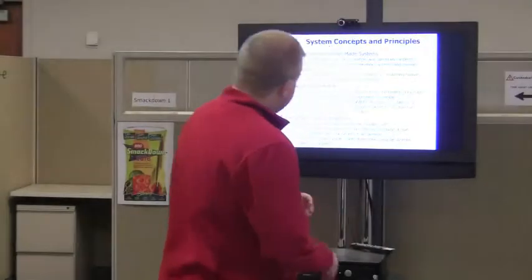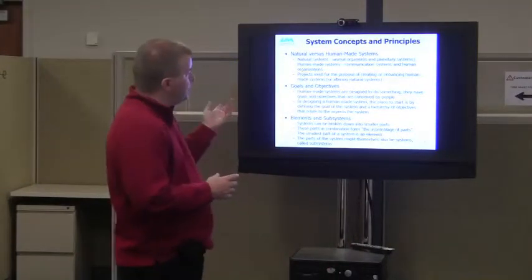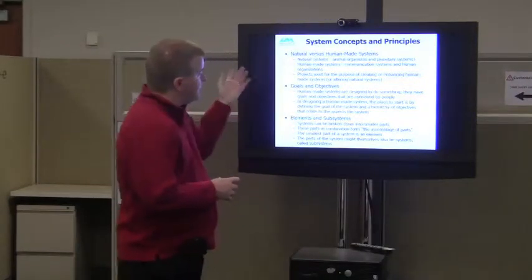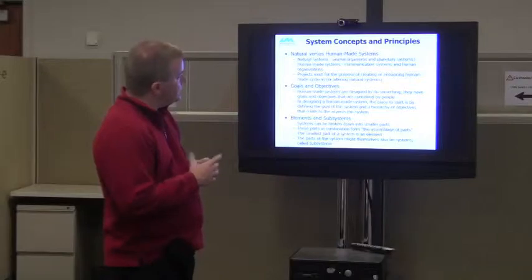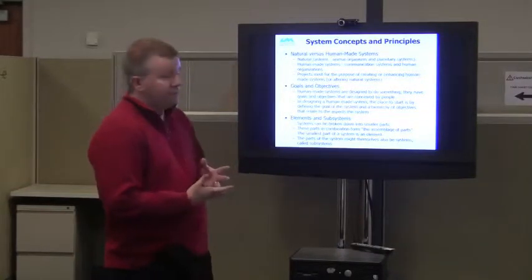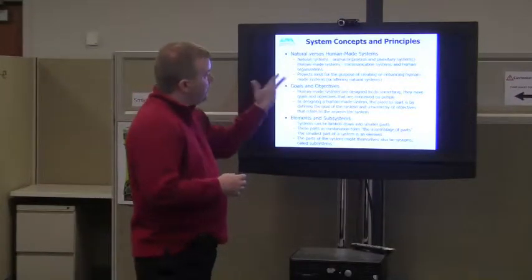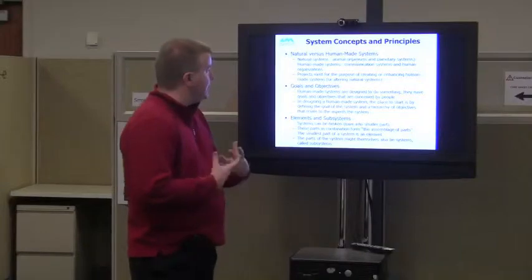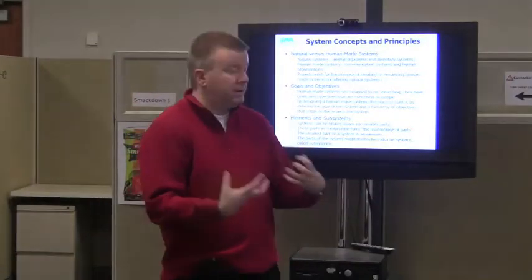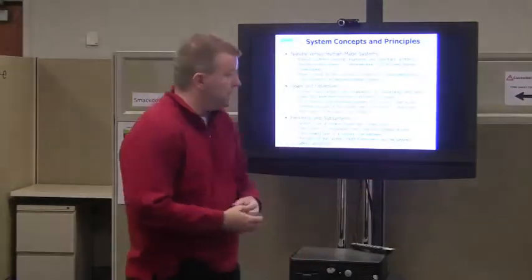So there are system concepts and principles as well. There's the nature versus human-made system, right? Natural systems versus human-made systems. Natural systems are animal organisms and planetary systems. Human-made systems are communication systems and human organizations. Basically, we made them, right? That's a human-made organization, a human-made system. A natural system occurs in nature naturally. This kind of makes sense, right?